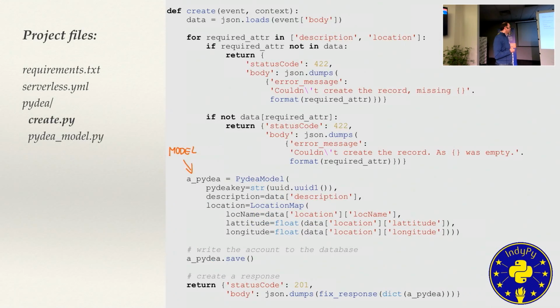Then the Python function to create the record is again very simple. The API Gateway is going to send all the path attributes to my function, and I'm just going to process it, get the JSON that's posted to me, go through it, create an instance of my model class, and save it. So it's very simple.